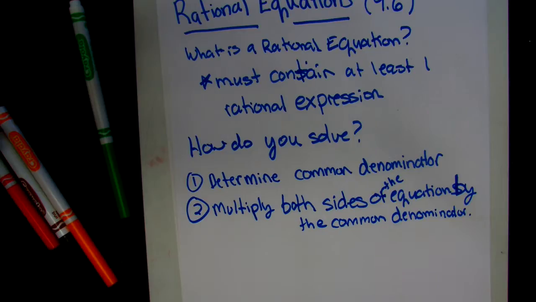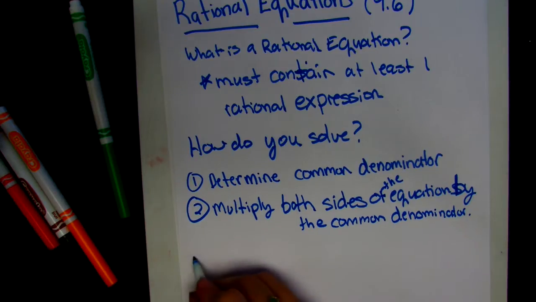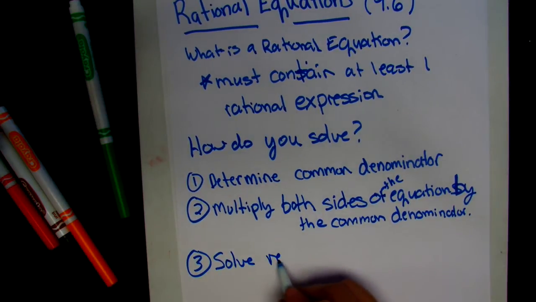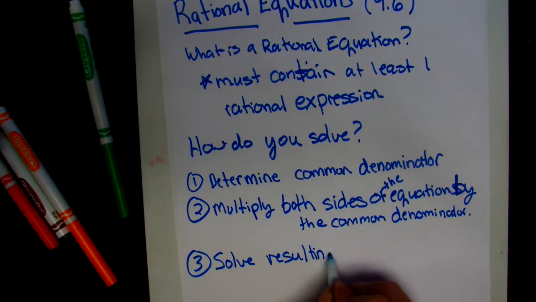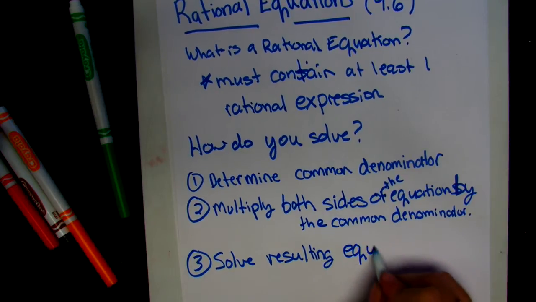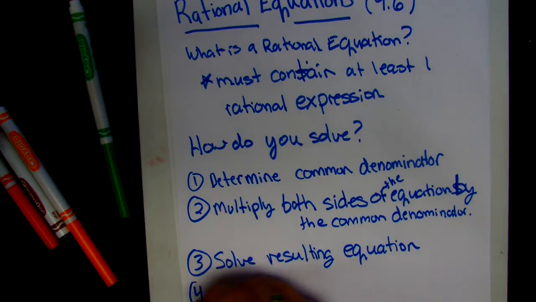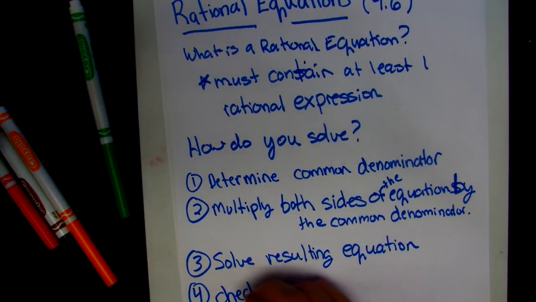You are left with either a linear equation or a quadratic equation, both of which we already know how to solve. So step 3, you solve the resulting equation, which will either be linear or quadratic. After you have done that, you have to check your answers.